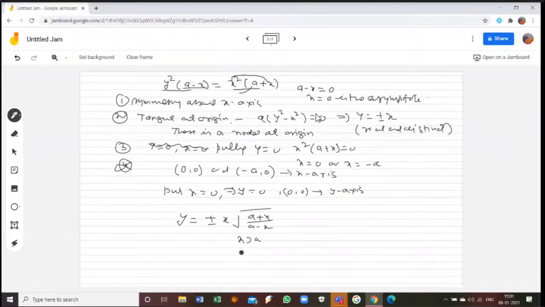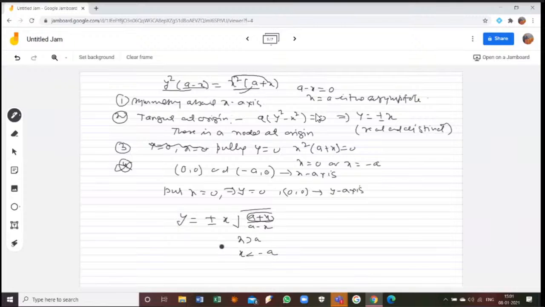And similarly, if suppose x is less than minus a, then what will you get? This may become negative. Then again no part of the curve is there.